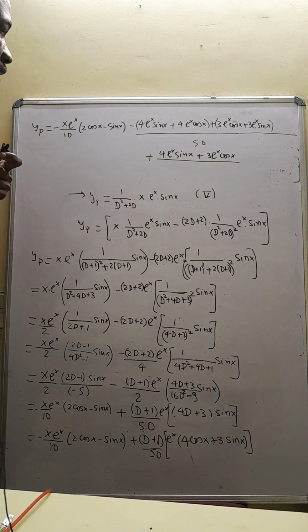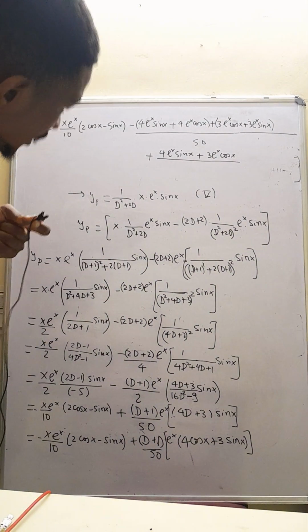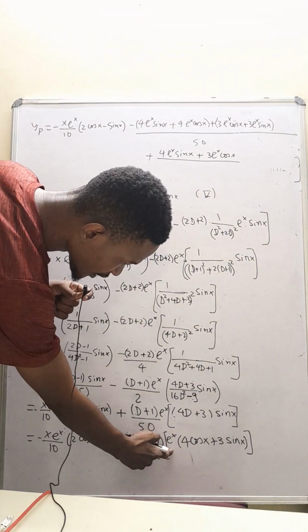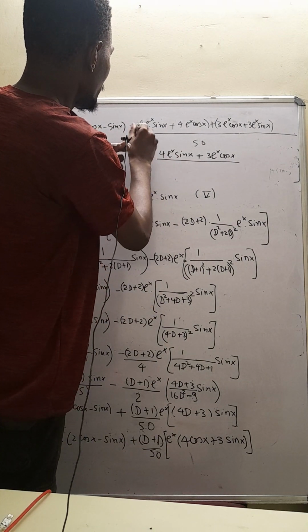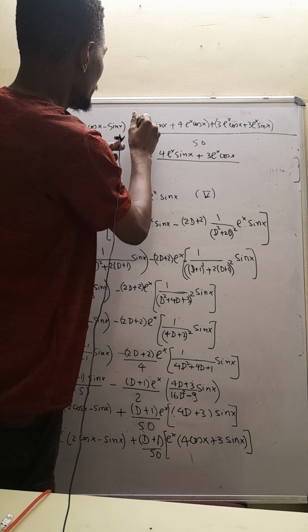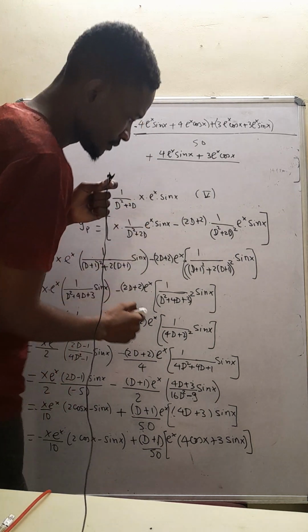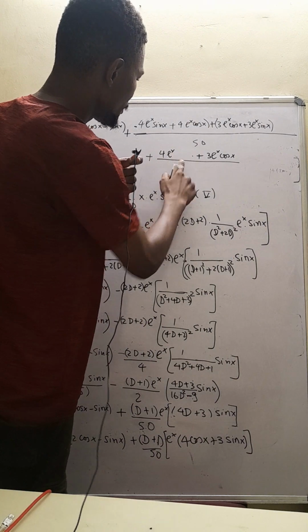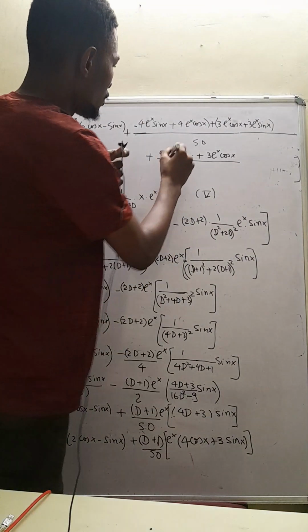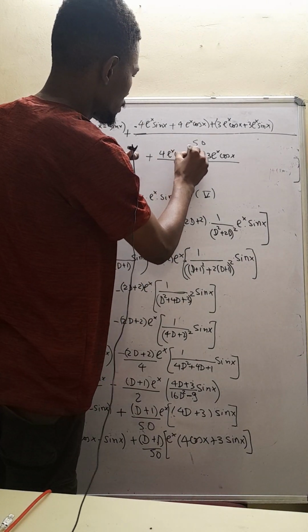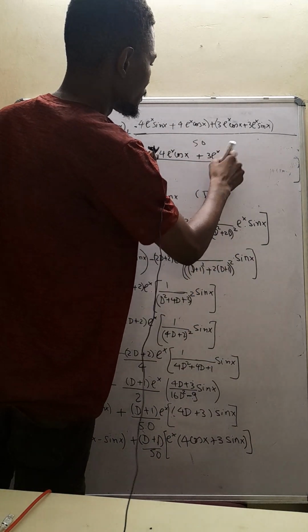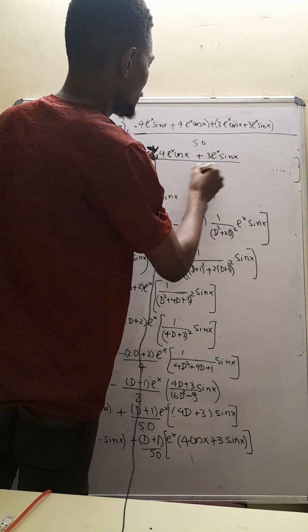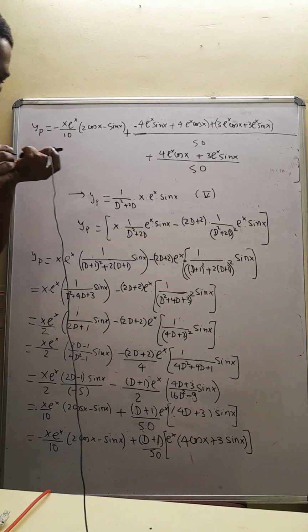Sorry, it is cos. Okay, so it is cos. This is negative. Okay. Negative is here, it is plus. Yeah, sorry for this one. It is 4 Euler cos of x. And that one, for 3, it is sine of x, all by 50.